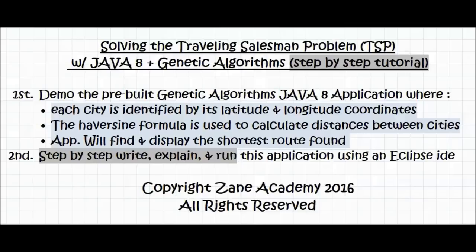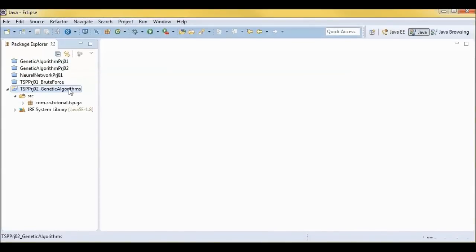Now, in this Java 8 genetic algorithms application, I will have each city identified by its latitude and longitude coordinates, and I will be using the Haversine formula to calculate distances between cities, and the application will find and display the shortest route found. This is a pre-built version of the application that I will be using to do a quick demo.